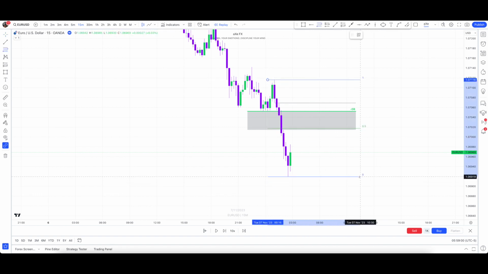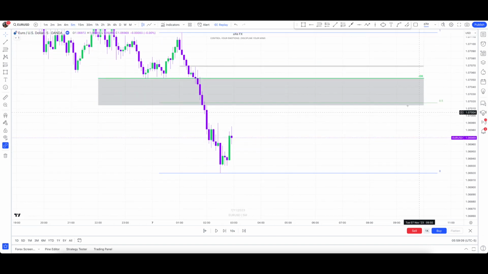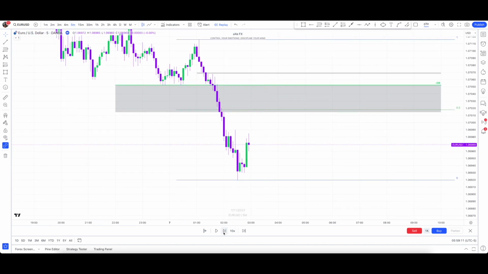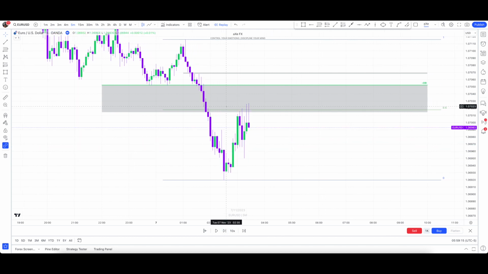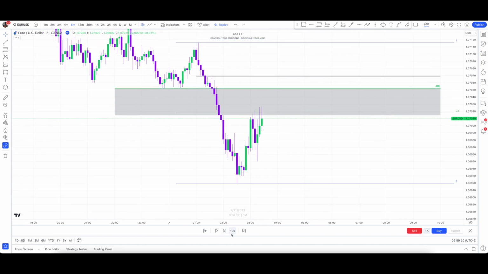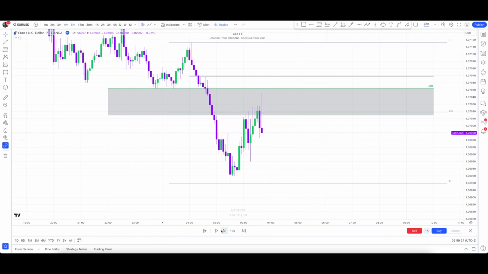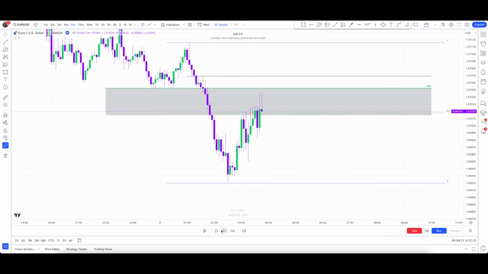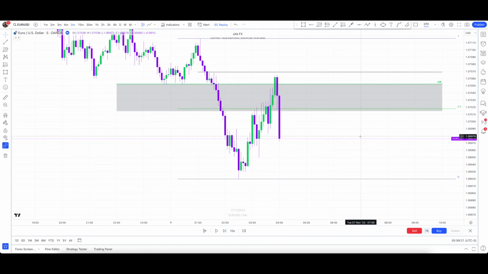So after this, we can put our range. Right, we want to sell above 50%. So we let price do its thing. Let it come above 50% and then look for our model. Okay, right there is on the 50%. Let's play it out.